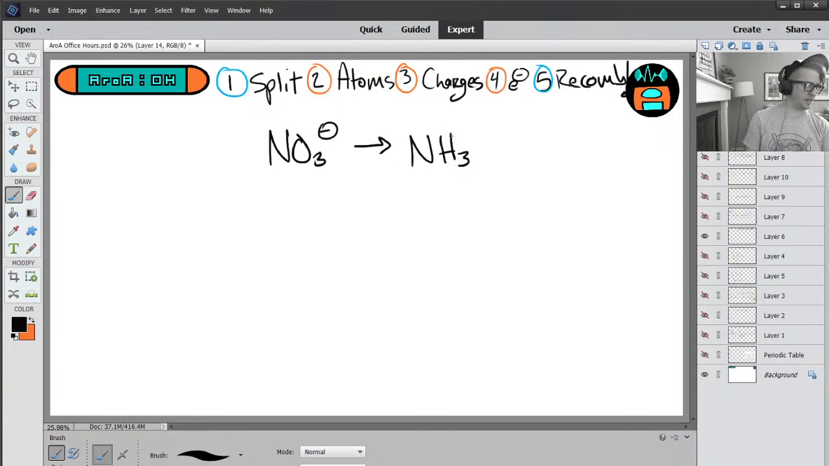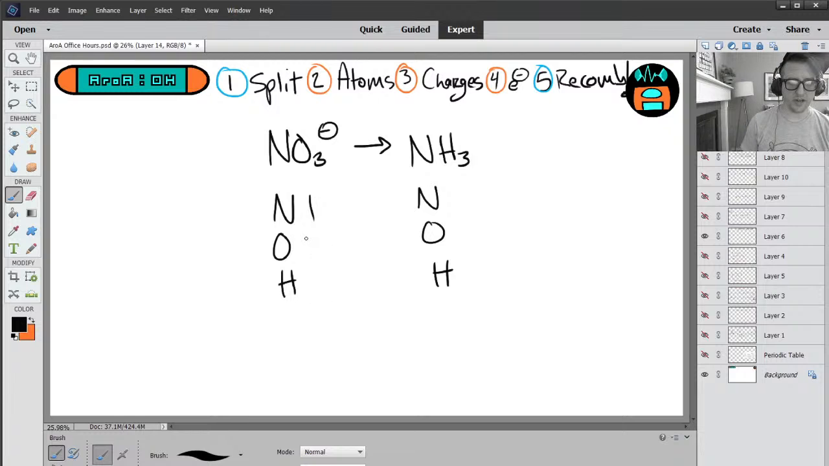Right, NH3. So first we got to make sure our atoms are balanced, and we have some clear atoms that are out of whack here, because we have 1 and 3 for nitrogen and oxygen on the reactant side, and then we have 1 and 3 for nitrogen and hydrogen on the product side. Now, the way we balance oxygen, always, acidic or basic conditions, you always use water. So if we need 3 oxygens added, we're going to add 3 molecules of water.